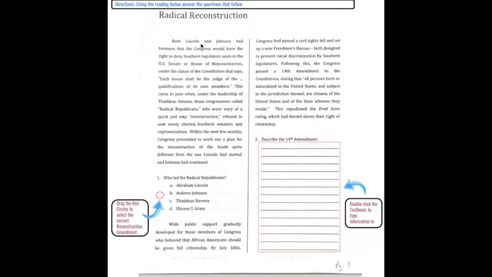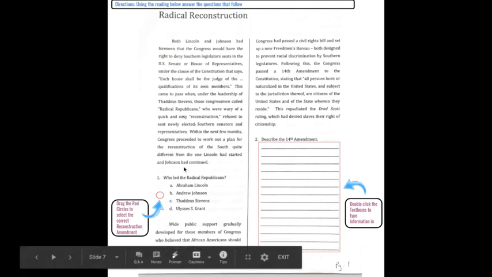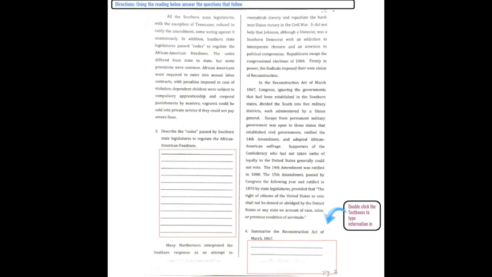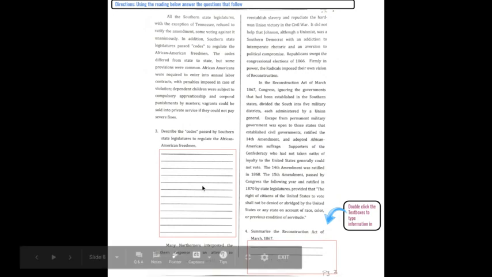So you are going to be reading this entire section, and you will follow the prompts or what I'm telling you right here in the directions. For example, drag the circles to the correct Reconstruction Amendment. So you put that over A, B, C, or D. Here, you're going to type in the box to describe what the 14th Amendment is. So you'll double click and type your answers there. You cannot do this on present mode. Please make sure you don't do that. Double click here, answer there, same here.